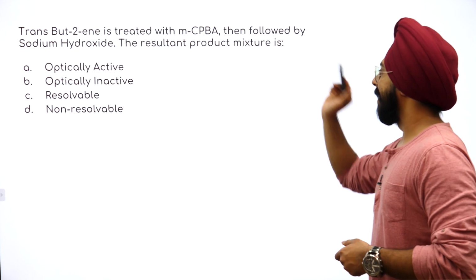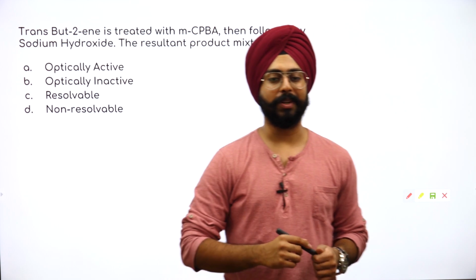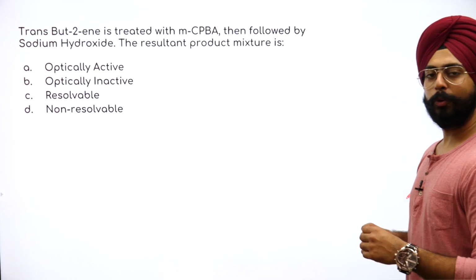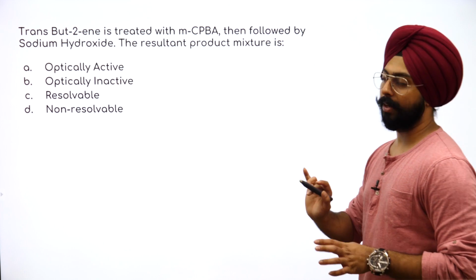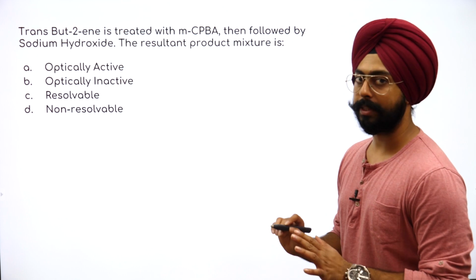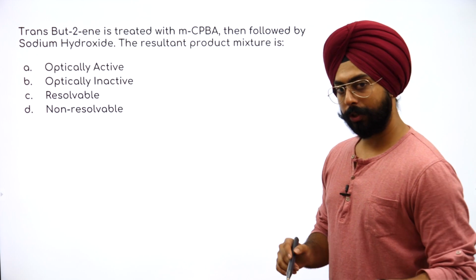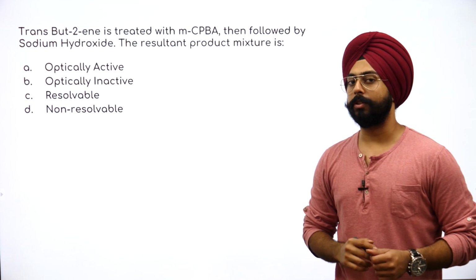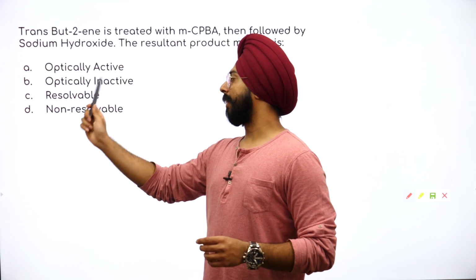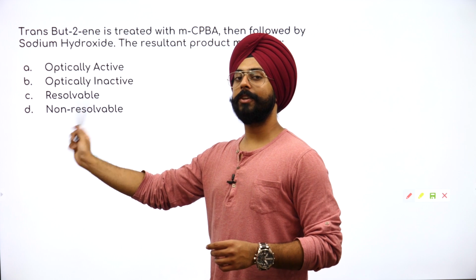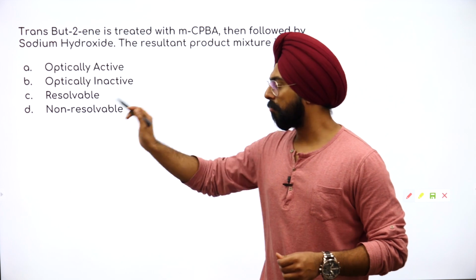चलो, ये question हो गया. Now people, this is one very very very interesting question. Let's read it out once again. Trans-2-butene is treated with MCPBA. What is MCPBA? Metachloroperbenzoic acid. Then it is followed by sodium hydroxide, NaOH. The resultant product mixture is, now they haven't given you any compounds at the end. They have asked, is it optically active, is it optically inactive, is it resolvable, is it non-resolvable? Ooh, interesting. Right? This is a multiple choice question.